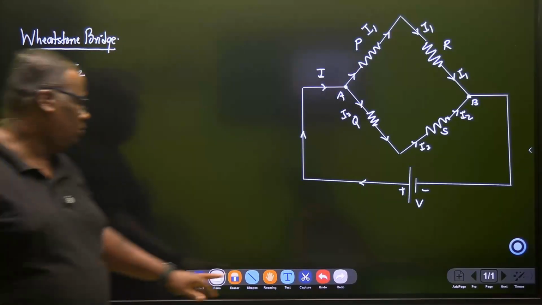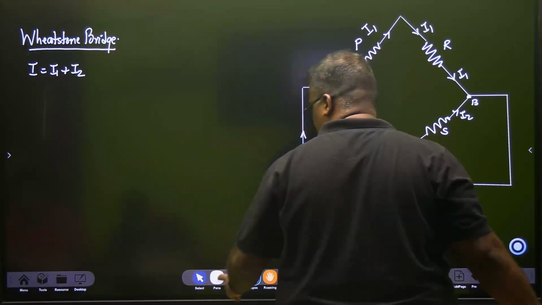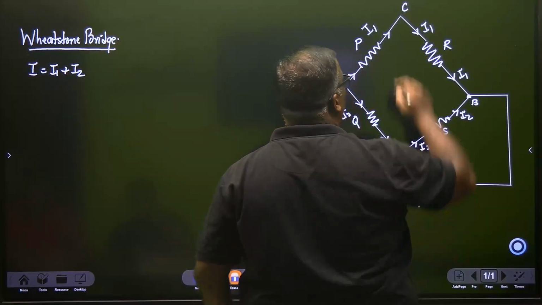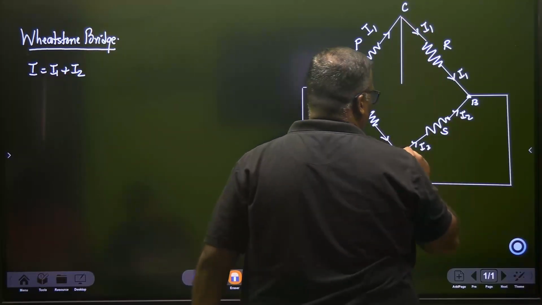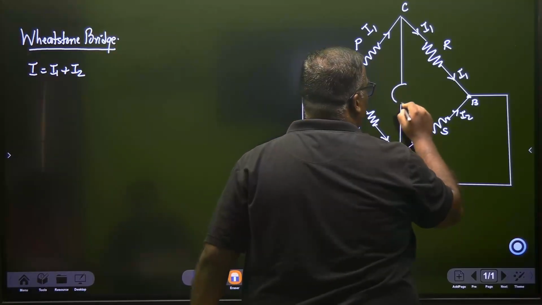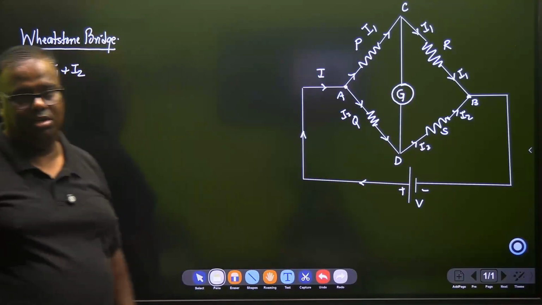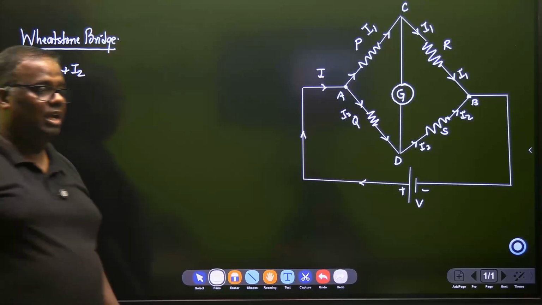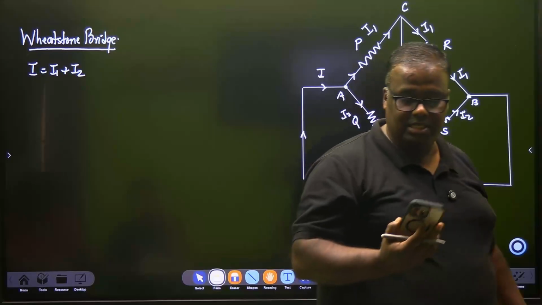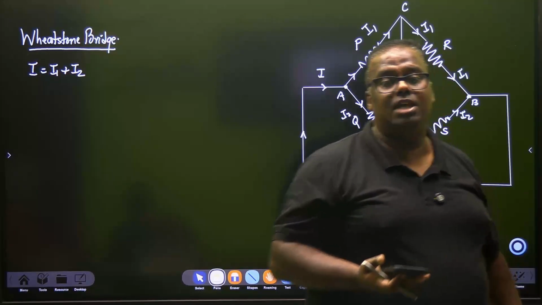Now in this Wheatstone bridge, this is, say, A B, and then let's say we have a node C and a node D. Between node C and node D, we have made another connection, and here we have placed a galvanometer. Now you should know what is a galvanometer. A galvanometer is a device which is used to tell me whether any current is there in a circuit, and if the current is there, which side the current is flowing.